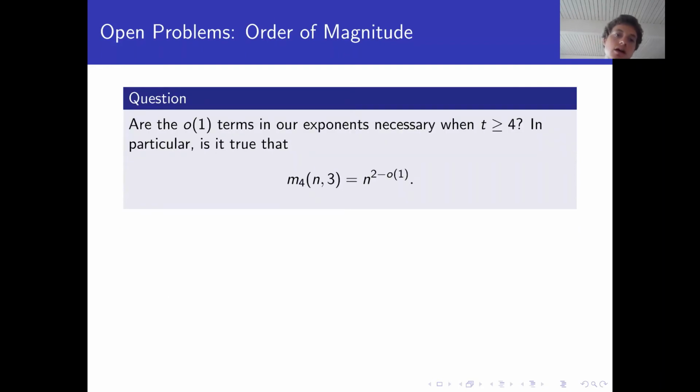And another kind of philosophical question that I'm interested in is to what extent these little o(1) terms are necessary. So for our K_t-free graphs, anytime we're using Ruzsa–Szemerédi or Gowers' argument, we always have these little o(1) terms appearing in the exponent. And the question is, are these really necessary? The simplest case of this is for 3 MISs in K4-free graphs. Can you have at most n squared minus little o(1) 3 MISs?